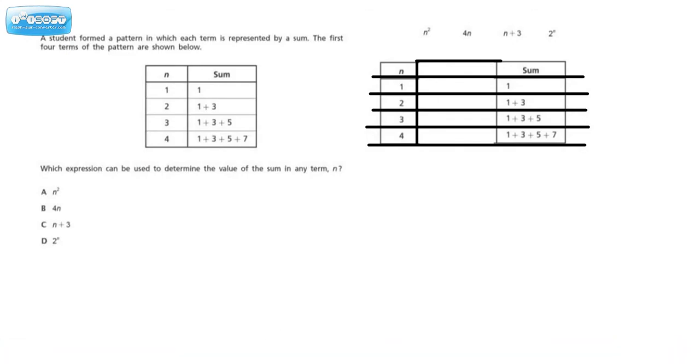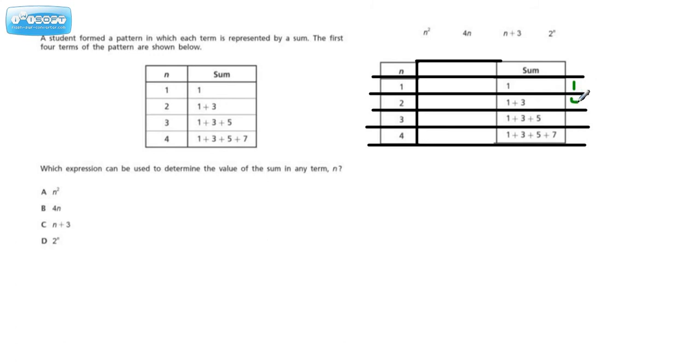It says, a student formed a pattern in which each term is represented by a sum. The first 4 terms of the pattern are shown below, and they give you this. So what I thought would be a good idea is I copied this part of the table, and I copied this part of the table, but I think what's a good idea is to actually figure out what the sum is. So if we were just to come up with that number, that's equal to 1.